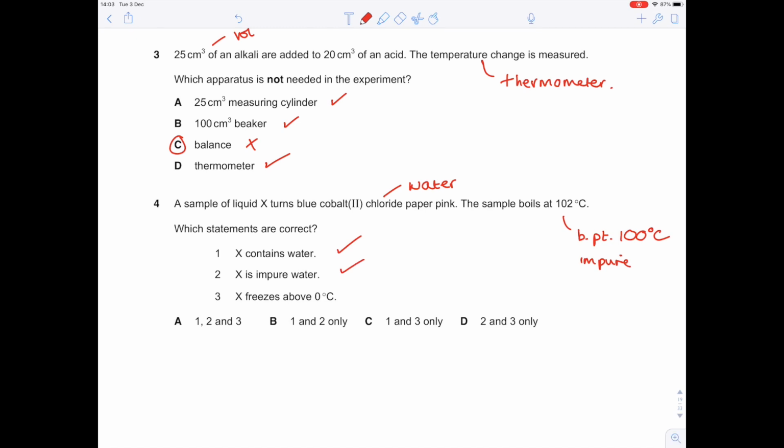Does X freeze above 0 degrees Celsius? Well, we don't know this. It hasn't given us enough information, so we can't be sure about that one. So our answer is 1 and 2 only, which is B.